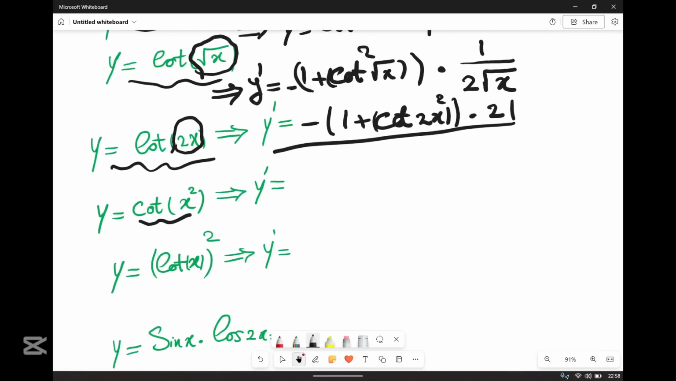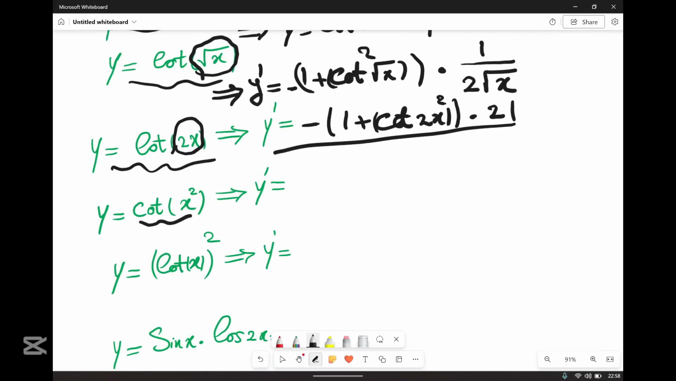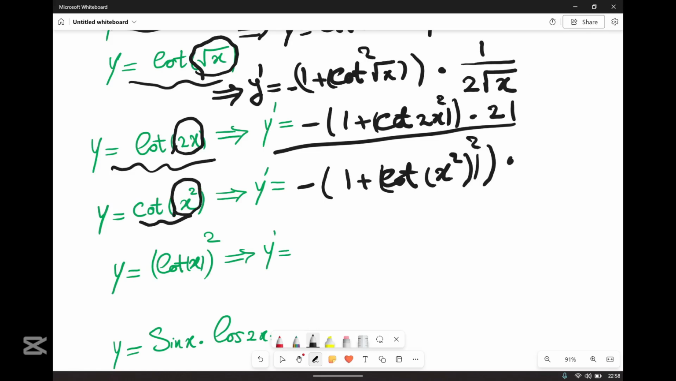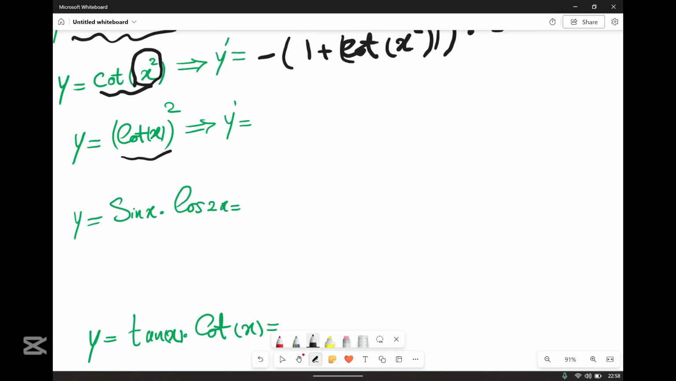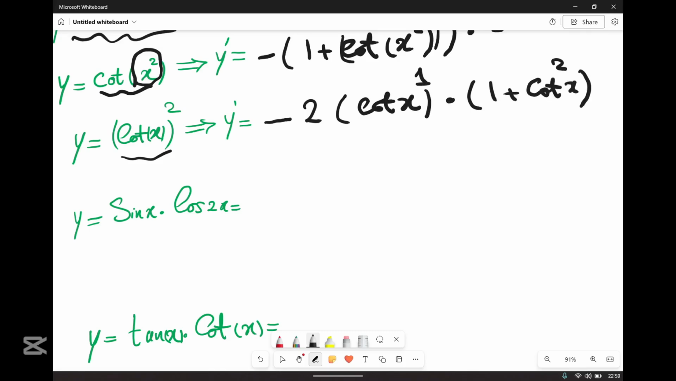I think they are so repetitive after some calculation: it is minus 1 plus cotangent x power 2, all of this power 2, you close the parenthesis, and after that multiply by the derivative of x power 2, which is 2x. What about this? Cotangent of x power 2 is minus, because I put the minus at first, cotangent x power 1 multiplied by 1 plus cotangent power 2 of x. What about this? What's your idea about the calculation of this?